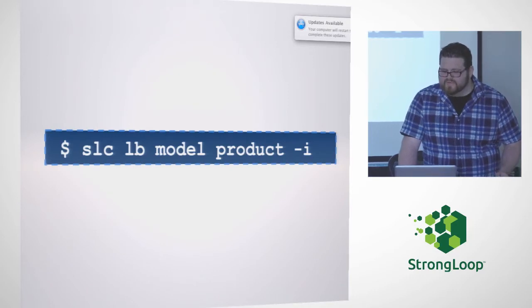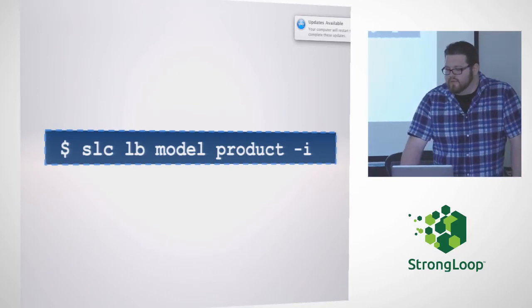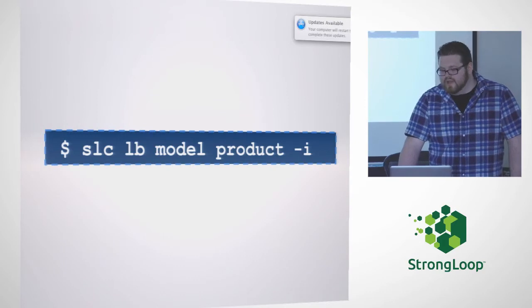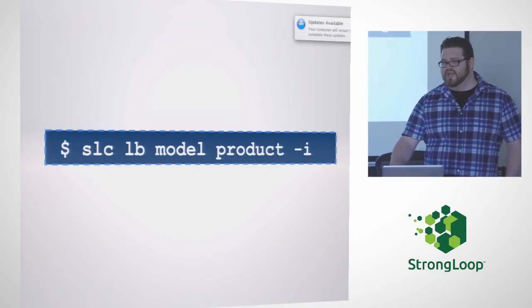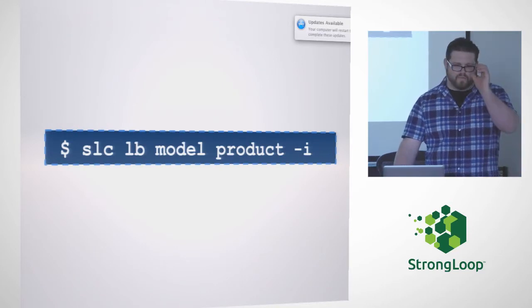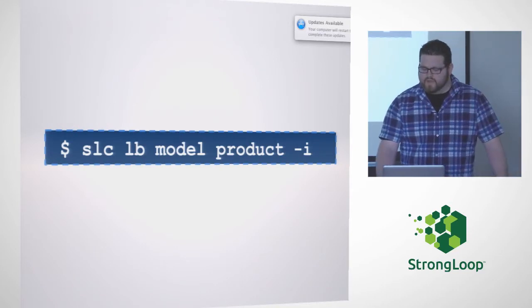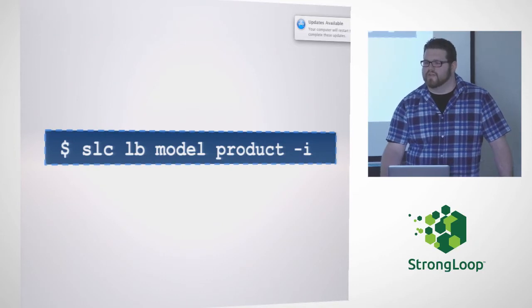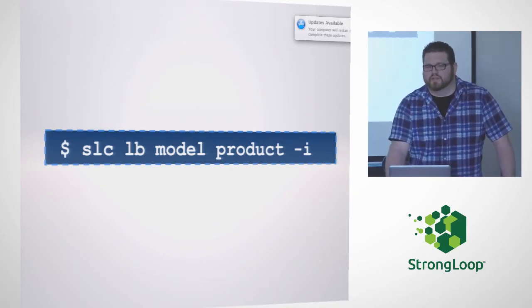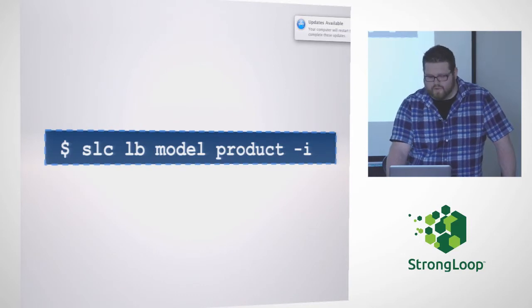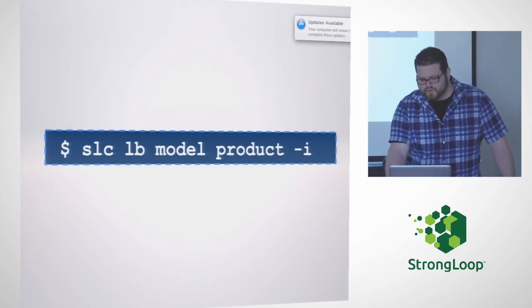This is the same command as before, but when you give the I flag, it gives you an interactive command line which asks you, what are the properties of this model? So you can say your product has several properties, and then it will save the information you give it as a JSON file containing the list of properties. And so now you have a strict model.